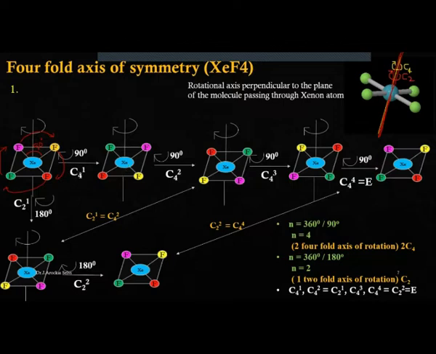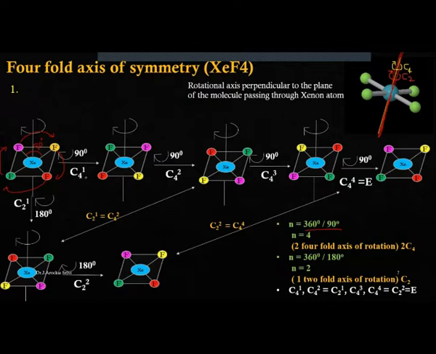So C4 1. So C4 4, how do you get it? 360 divided by, through what angle is it rotated? 90. Then n is equal to 4. So it is a fourfold axis of symmetry. Then let us see how many fourfold axes of symmetry result.